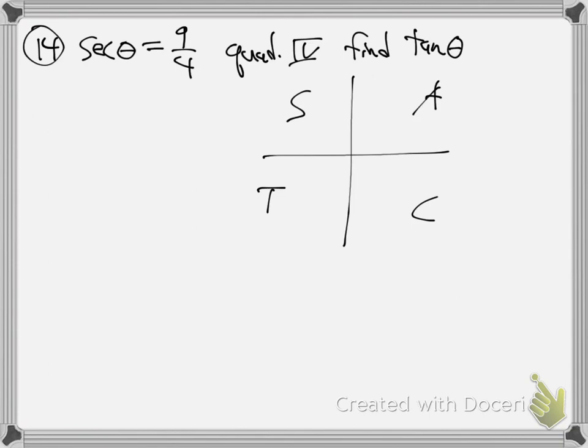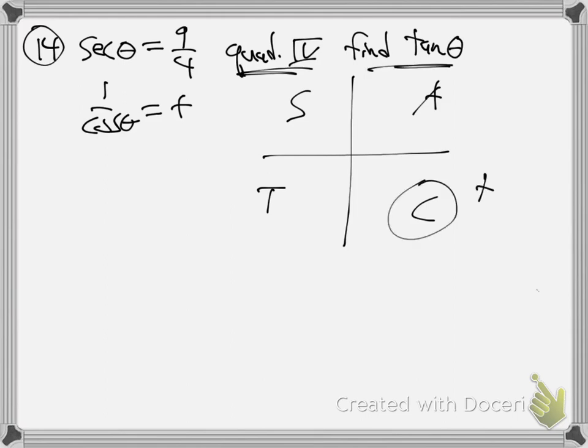Secant, which is 1 over cosine, is positive, right? Secant's positive, so cosine's positive. Where's cosine positive? Here. And oh yeah, it told me quadrant 4. I don't have to guess. It wants me to find tangent. What's the sign of tangent in quadrant 4? Tangent must be negative, because only cosine and its upside down, secant, are positive. All the rest are negative. So tangent's negative, so our answer is going to be negative something or other.